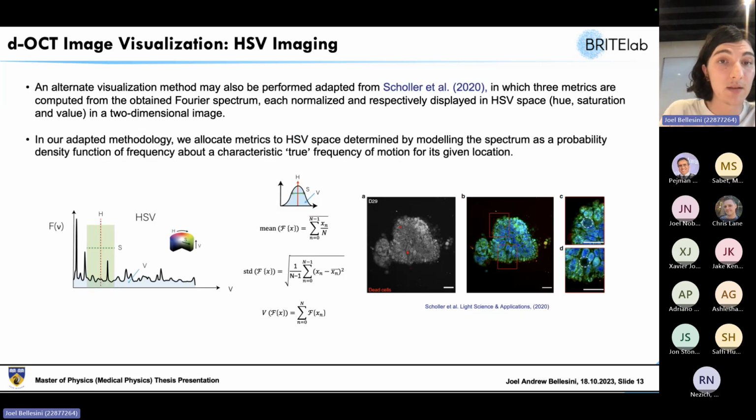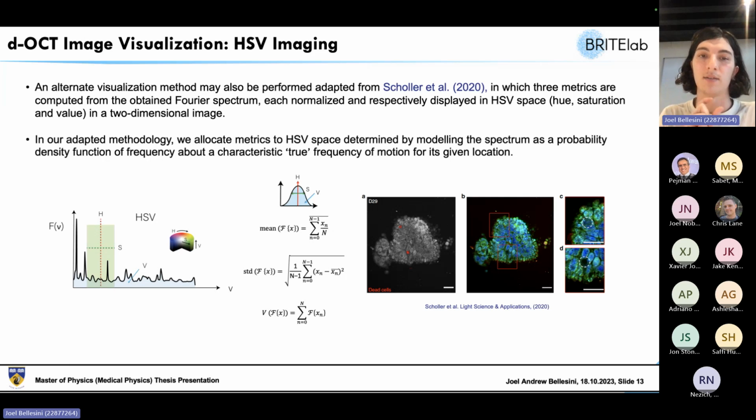An adapted method, which we also performed, which we call HSV imaging, involves allocating metrics to HSV space, which stands for hue, saturation, and value in a two-dimensional image. And these metrics were derived from modeling our Fourier spectrum as a probability density function about a characteristic true frequency of motion for each location. So namely, our true frequency corresponding to the weighted mean frequency was visualized as the hue, which is the color in our two-dimensional image.